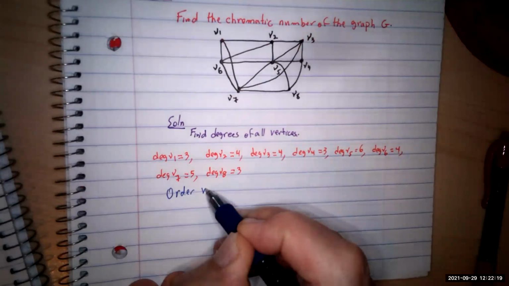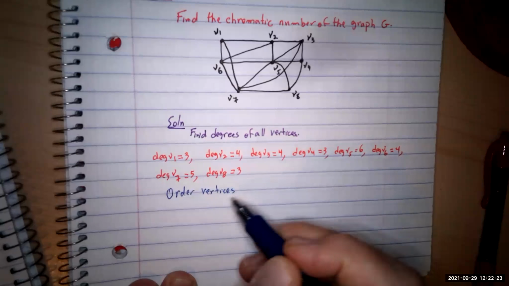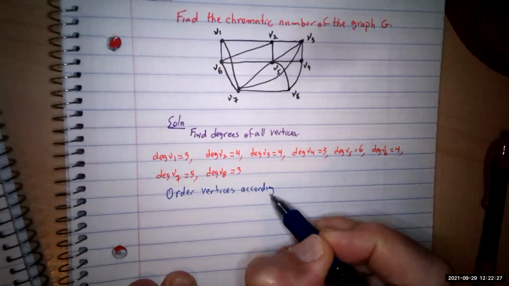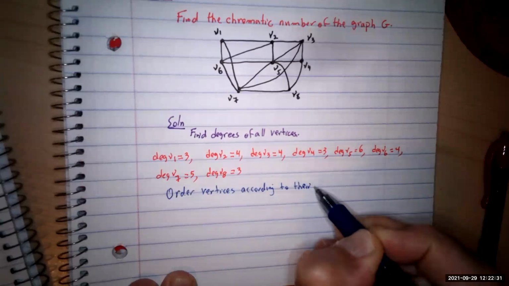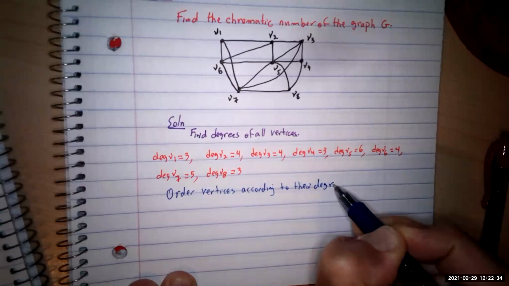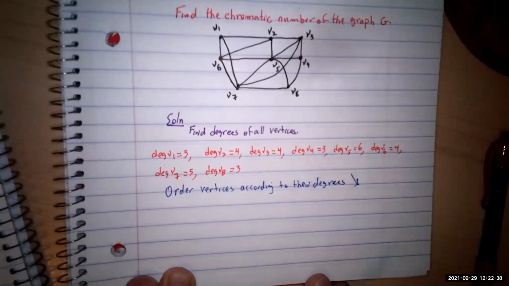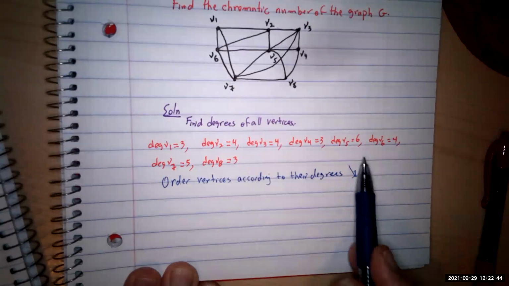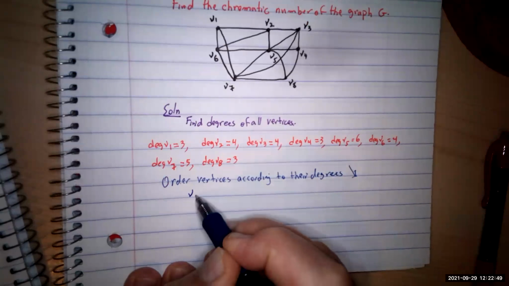I'm going to write this one for you. Order vertices according to the degrees, if you like. So we're just going down. I start with the one with the highest degree. The highest degree is V5, so this must be the first one, V5.